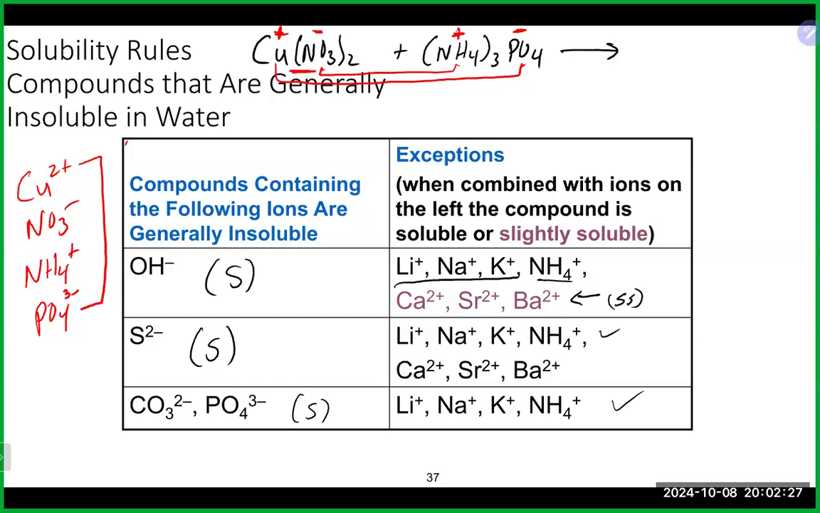So those two guys should come together, and that's going to be a +2 and a -3, which means the common number there is going to be 6. So maybe I'll just write it here. Cu(NO3)2 plus (NH4)3PO4. And now when I put this together, I will need 3 of the coppers and 2 of the phosphates. Gives me my proper formula there.